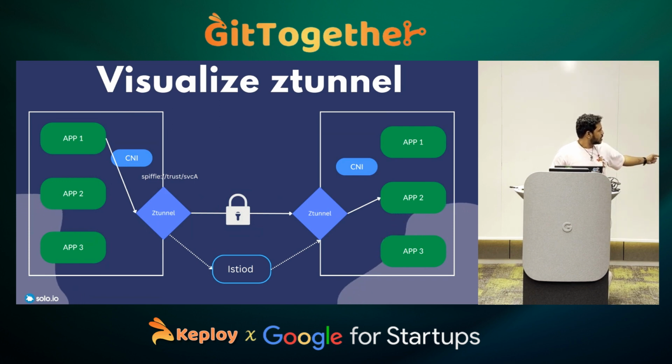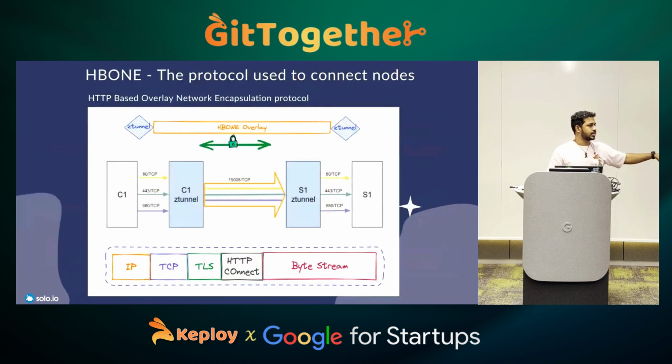So yeah, this is how the Z tunnel does it. And if you do not have, for example, a waypoint, your traffic is still encrypted using mTLS via Z tunnel to Z tunnel. So all your traffic is transparently redirected to Z tunnel rather than your service communicating directly to another service. It goes via Z tunnel.